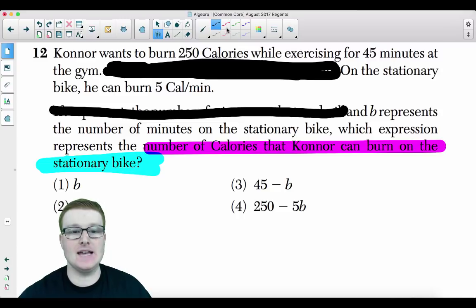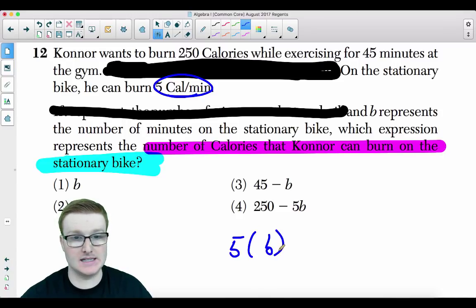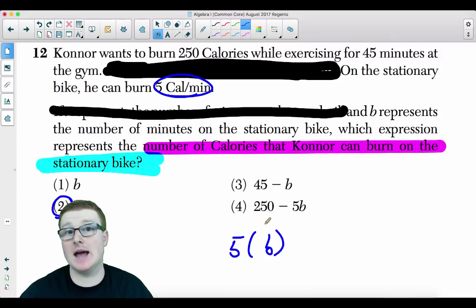It says here that Konnor could burn 5 calories a minute. So basically, you're just taking 5 calories and multiplying by the number of minutes on the stationary bike. So the answer is choice 2. Pretty simple. You're just taking the 5 calories a minute times the amount of minutes that he works out. That's the amount of calories that you burn. So let's say he works out for 100 minutes, which is 1 hour and 40 minutes. He will burn a total of 500 calories. And that's how you calculate. Your answer is choice 2.